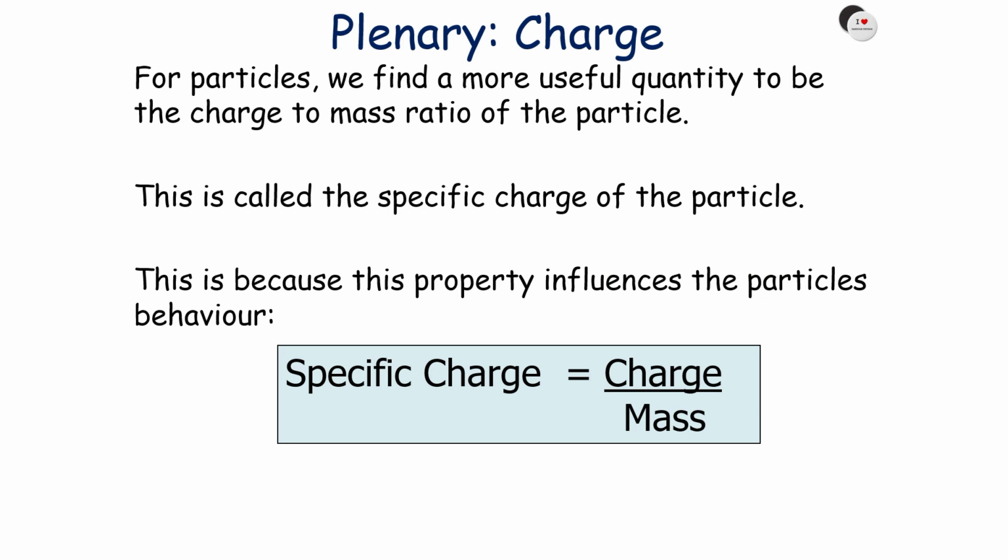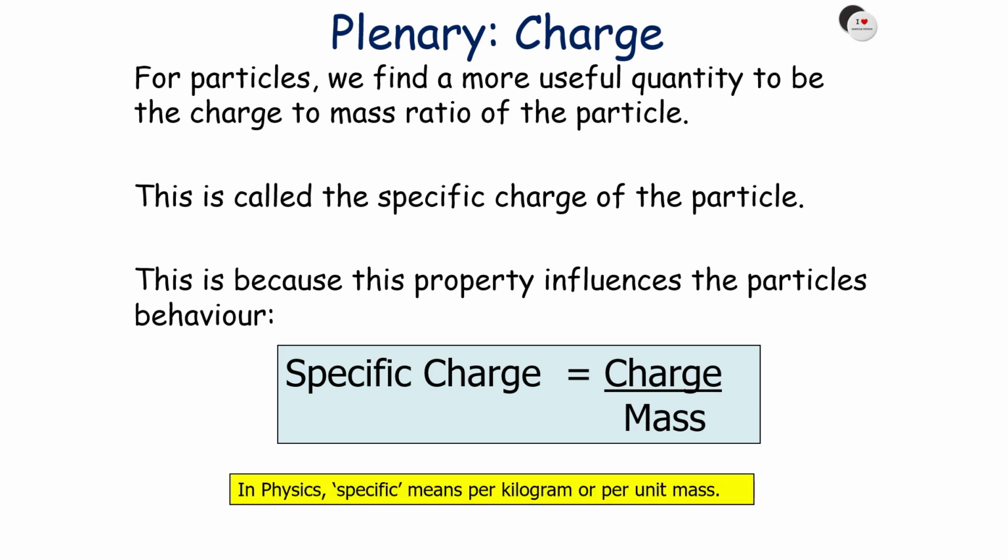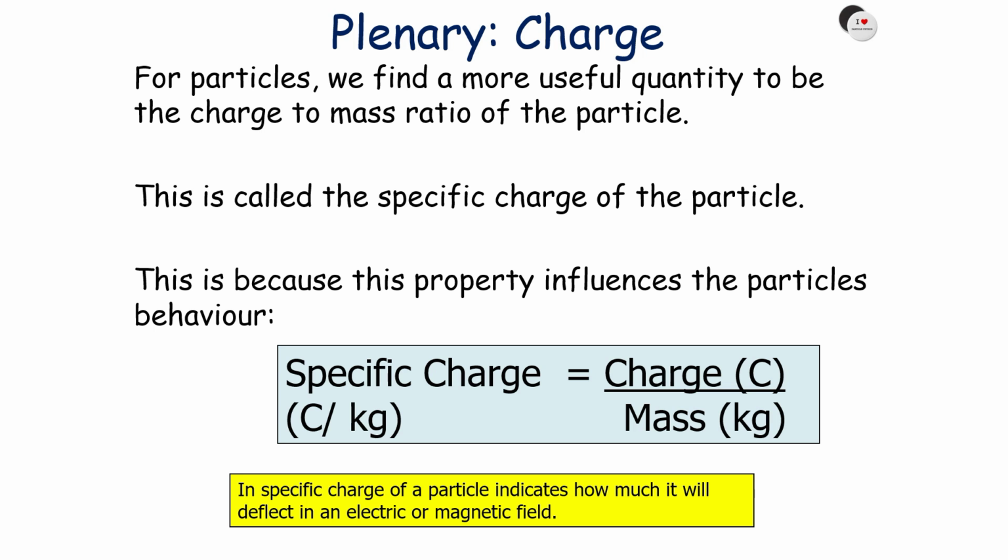So how do we calculate specific charge? Now in physics, specific means per kilogram or per unit mass, so therefore specific charge is the charge divided by the mass. Now we have our charge in coulombs, our mass in kilograms, so our specific charge is coulombs per kilogram, and the specific charge of the particle indicates how much it will deflect in an electrical or magnetic field. So like we said before, the larger the specific charge of a particle, the greater the deflection of the particle in an electrical or magnetic field.